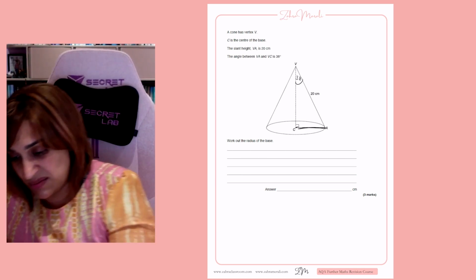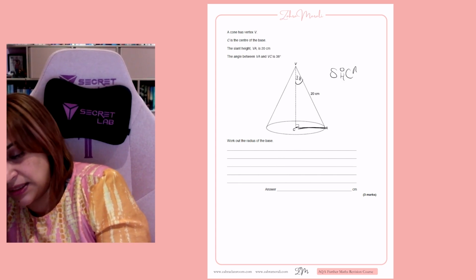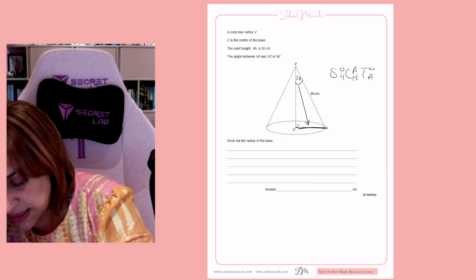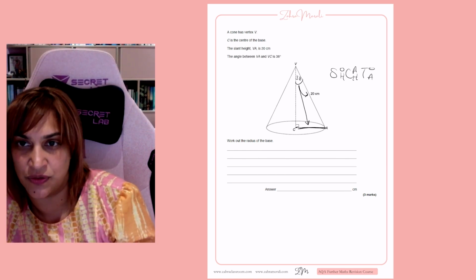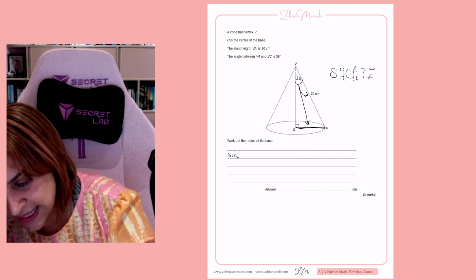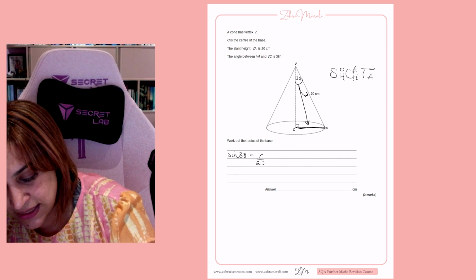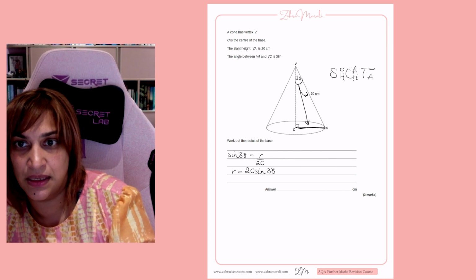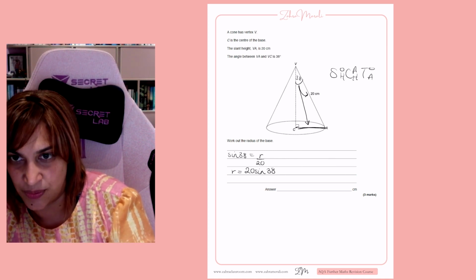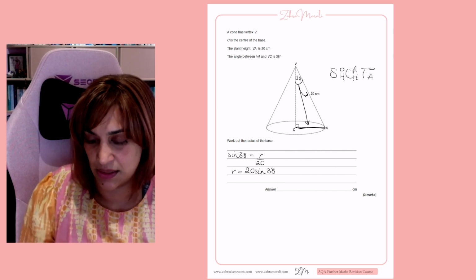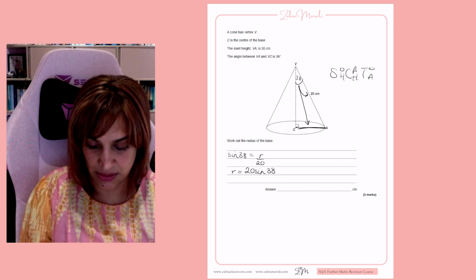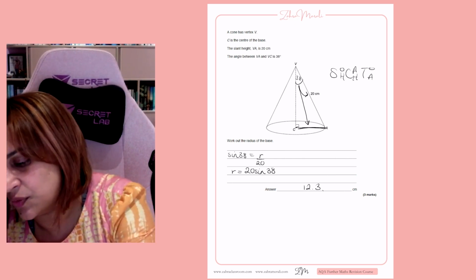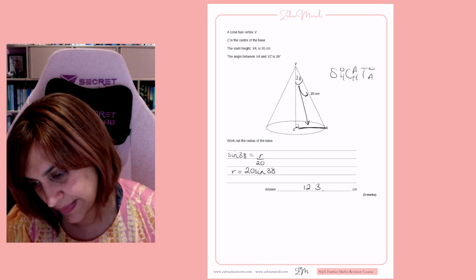We've got SOHCAHTOA, right angle triangle. And so what do we have? We want to find the opposite, and we have the hypotenuse. So we know that sine 38 is r over 20. So r must be 20 sine 38. When we stick that into my calculator, 20 times sine 38, I'm going to get 12.3. And that's going to be the radius of that base. Okay.